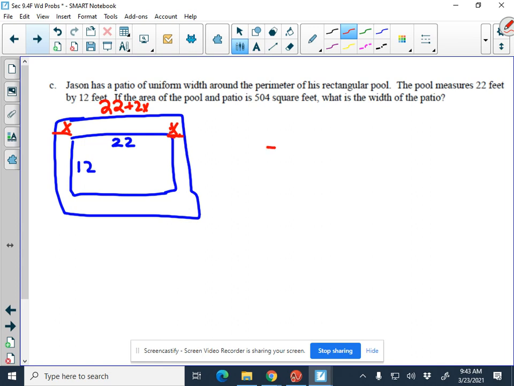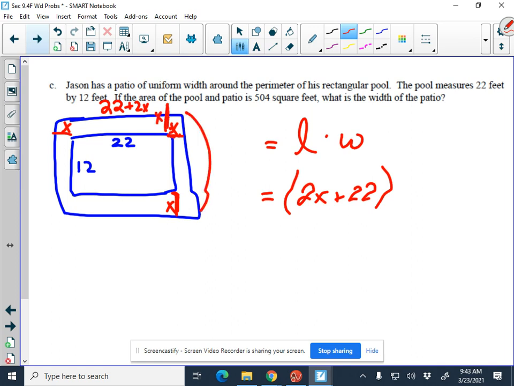So when we substitute for length and width, the length is 2X plus 22. The width, you would add X here, but you would also add X here. So this thing from here to here is 2X plus 12. And all that equals 504. Wow, this one's going to be a little bit longer.